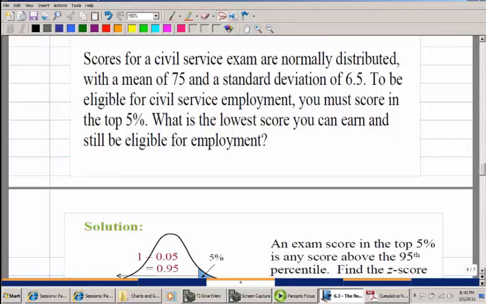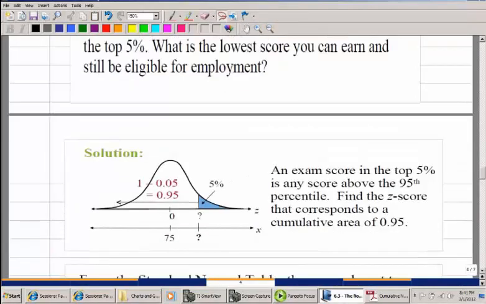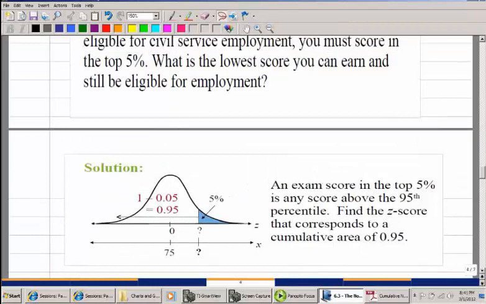To be eligible for civil service, you must score in the top 5%. So that basically means top 5%, as drawn on the graph here, is representing the 95th percentile. In other words, you've got to be at the 95th percentile minimum. So anything higher than that, you're good at 95% or higher. But all we have to do is find that cutoff score that represents the 95th percentile.